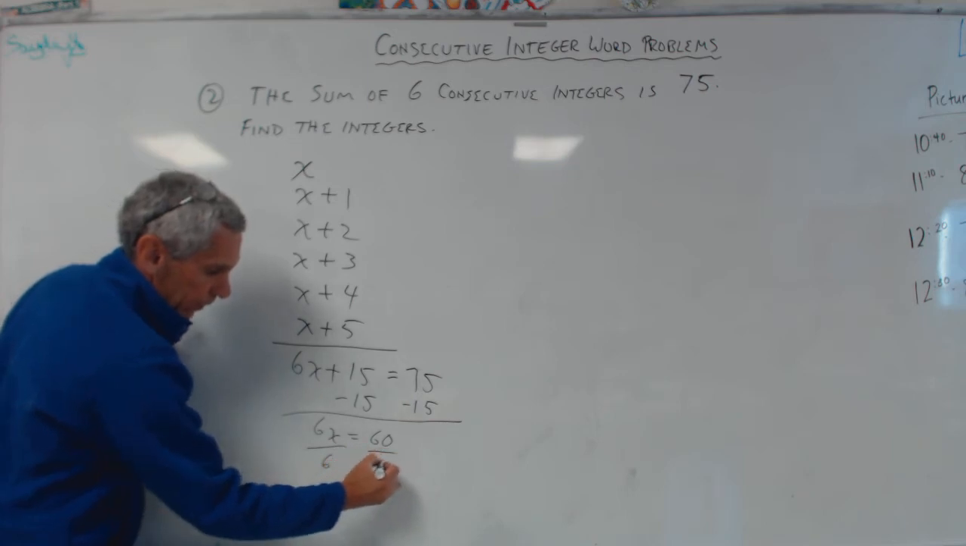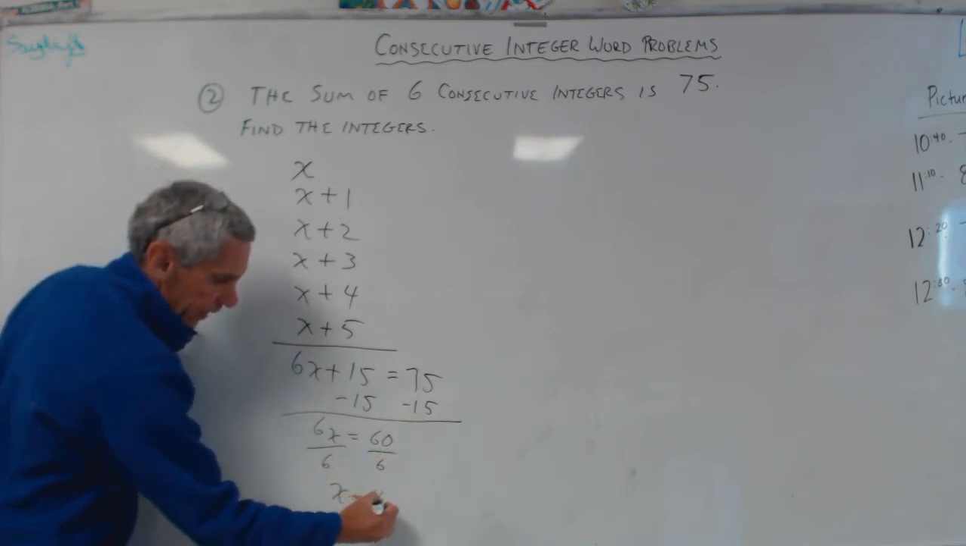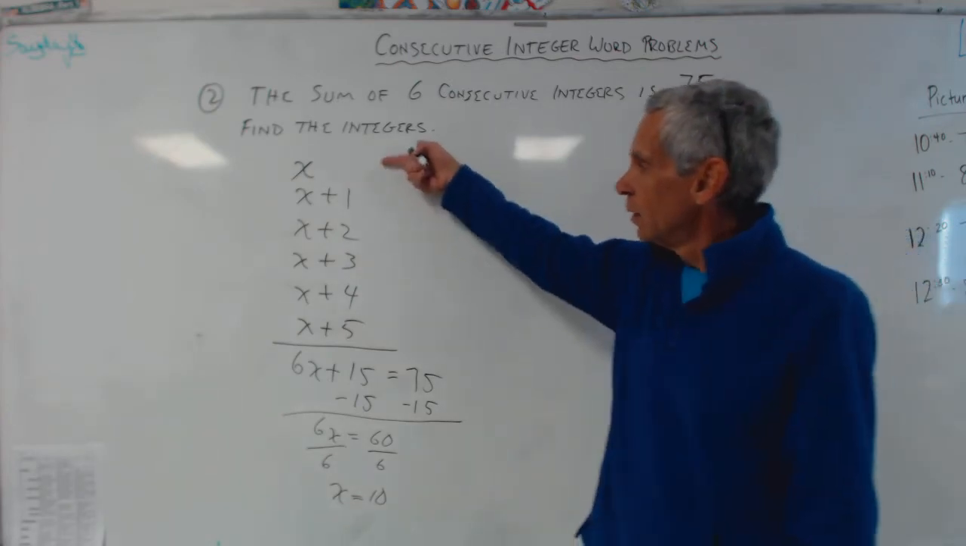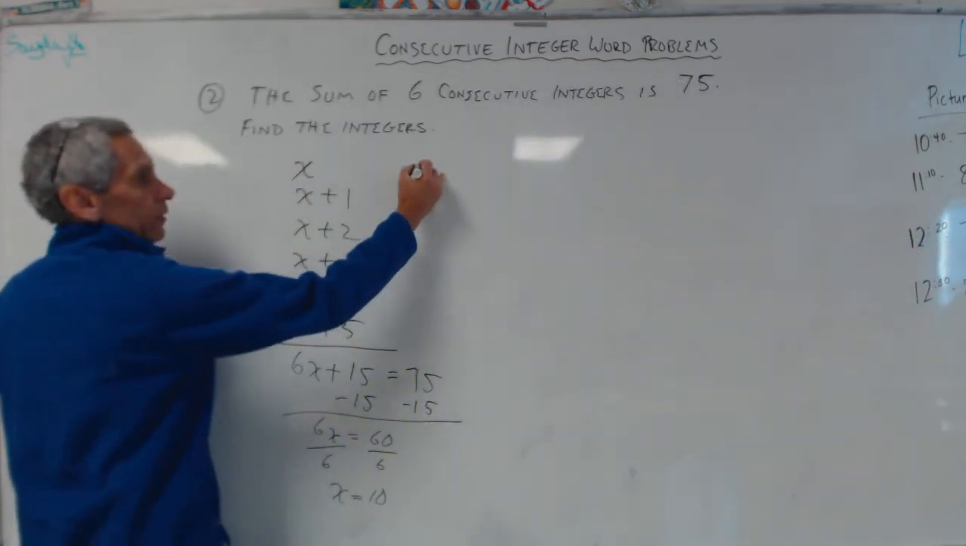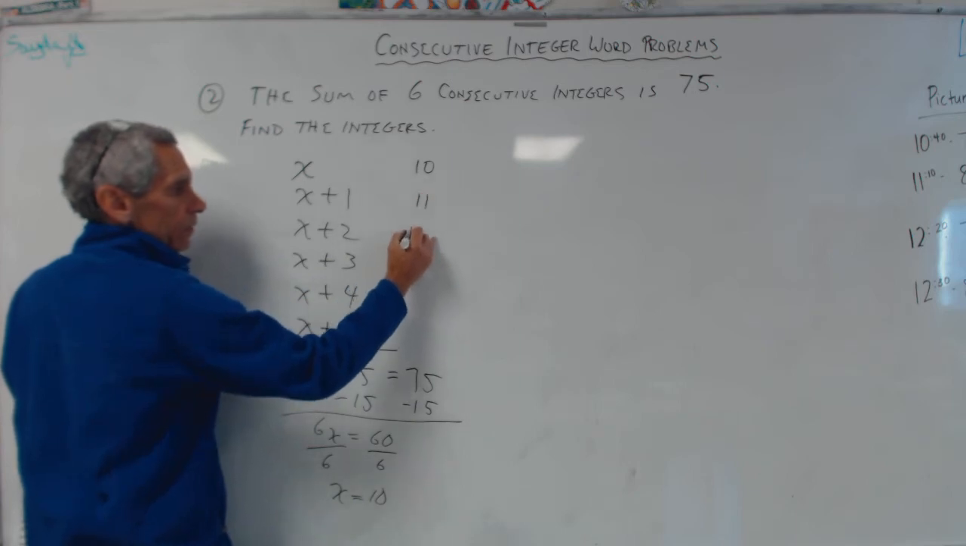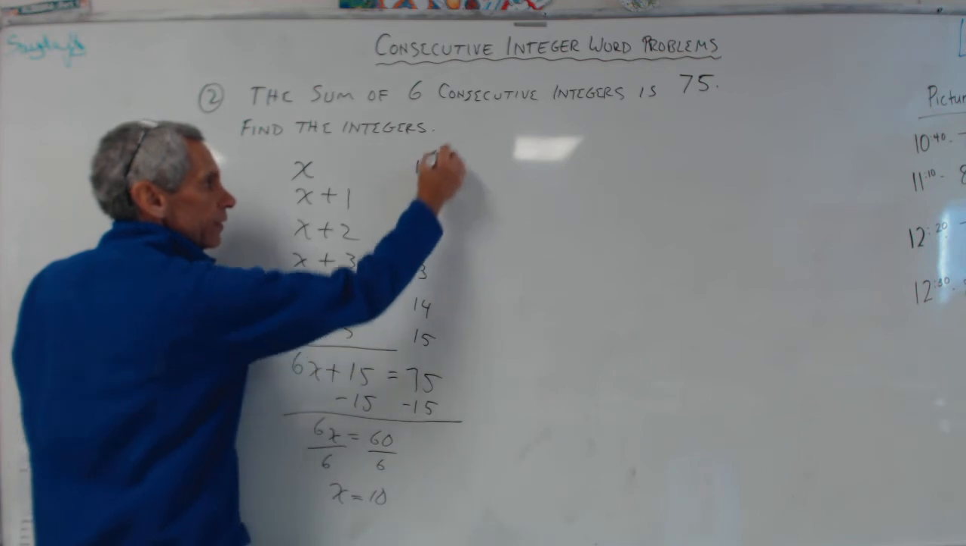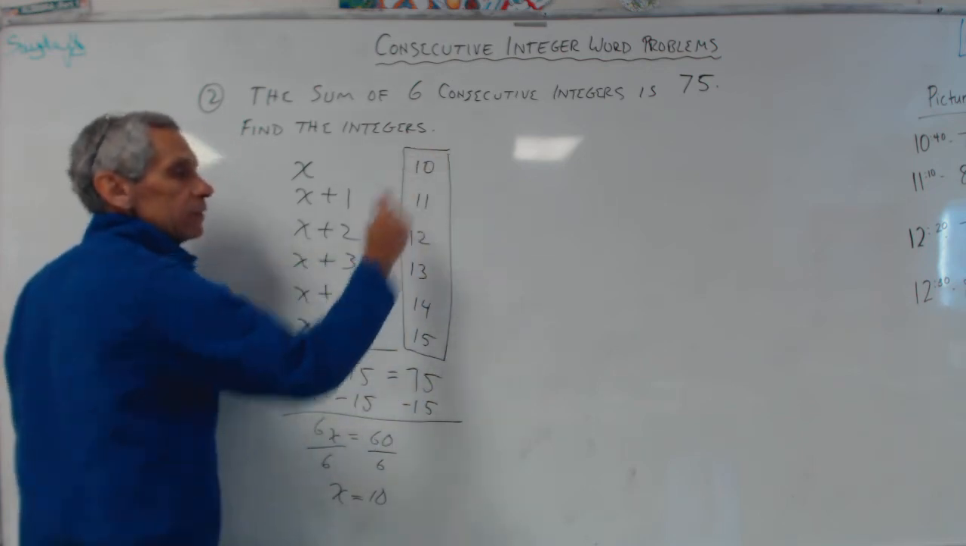Divide by 6, divide by 6. X is equal to 10. So now am I done? No. I come over here. This is 10. This is 11. This is 12. This is 13. This is 14. And that's 15. Put it in a box, and I am done.